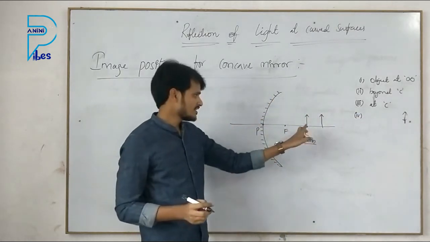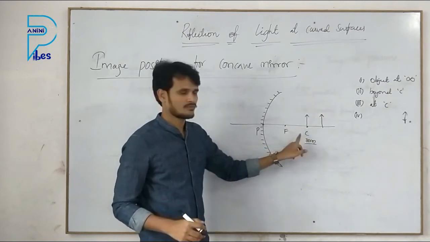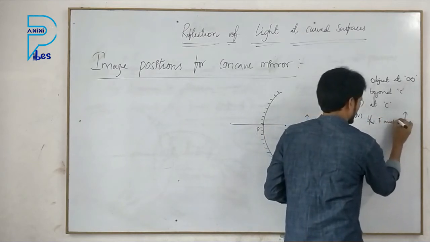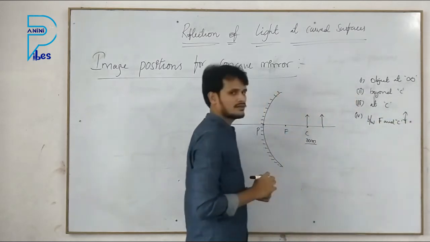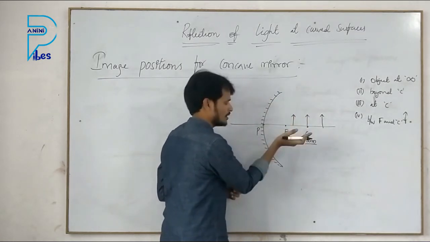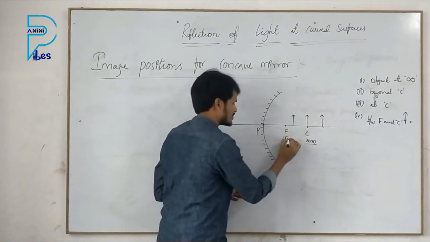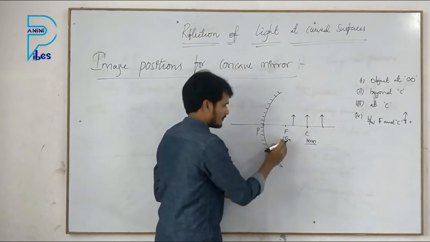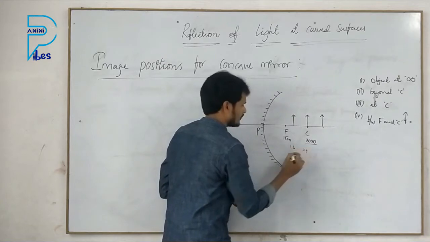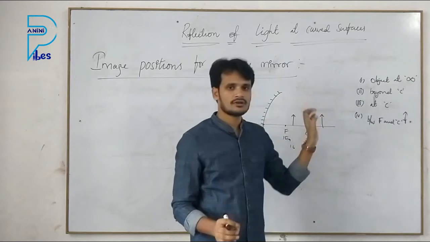object between F and C. The space we should consider is between F and C. If you are placing the object between F and C, for example, here the center of curvature is at 30 centimeters, then what is the focal point? 15 centimeters. After 15, before 30, from 16 to 29, if you are placing anywhere, that position is considered as object between F and C.